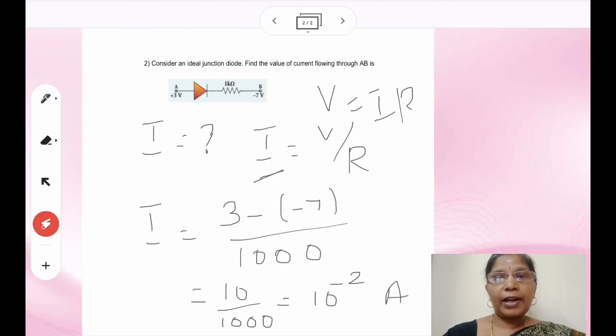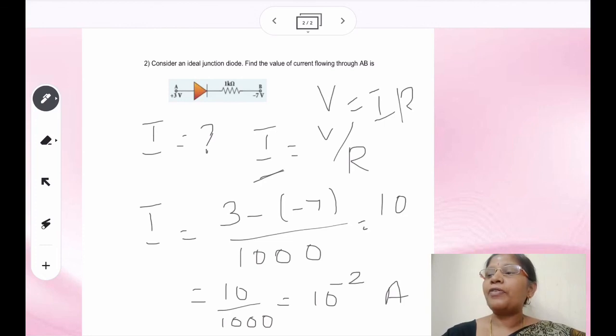Okay, so how will we calculate the value of V? You see the AB junction. On the A side, the potential value is equal to 3 volt. On the B end, the value is equal to minus 7 volt. You want to calculate the difference between the voltages. 3 minus, this side minus 7, so minus of minus 7 means the value is plus. So 3 plus 7 is equal to what? I will get 10. 10 divided by 1000. Now you cancel here, one 0 cancels. Then I will get the answer 1 divided by 100.